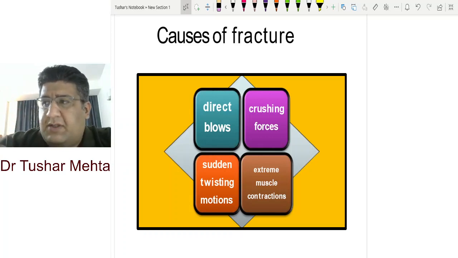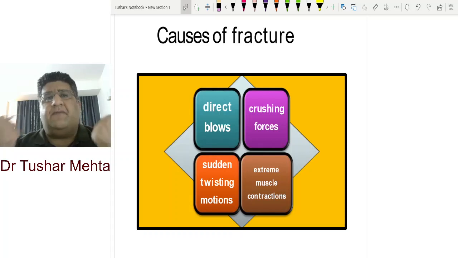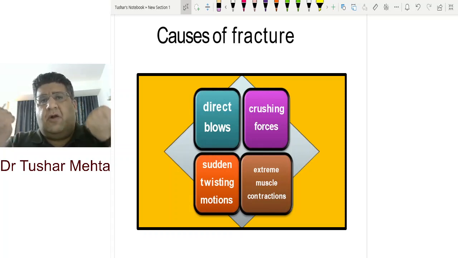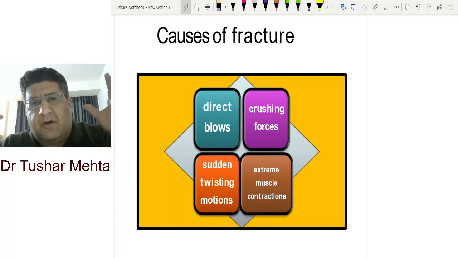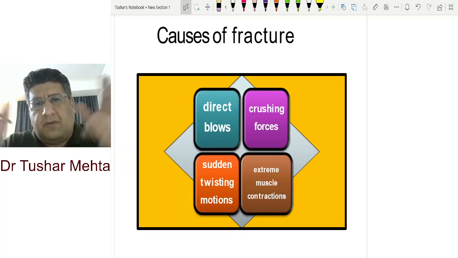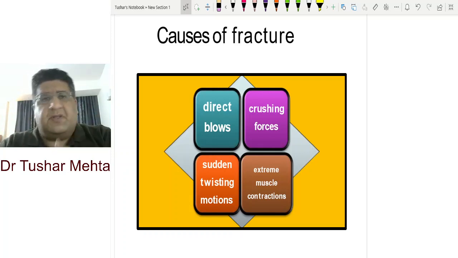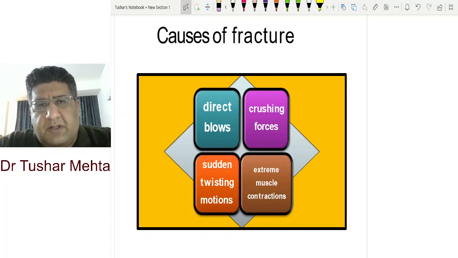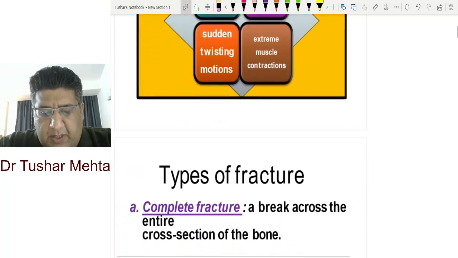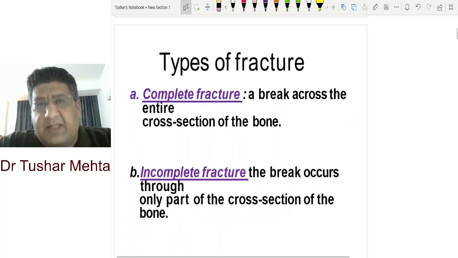And then of course you are doing a lot of weightlifting and you are done with that, and now you're going to put the weight down, and the moment you're putting that weight down, your triceps goes into violent contraction, and your own body's muscle fractures your own bone. So in totality, there are four kinds of trauma that can happen. One is a direct blow, one is a crushing injury, one is a twisting movement, and one is an extreme muscular contraction.